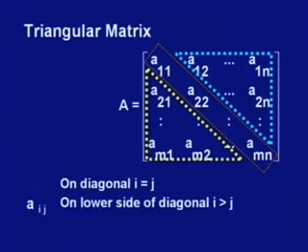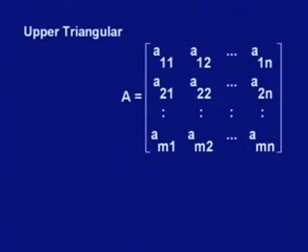Similarly, if you consider the upper side of the diagonal, then all elements have row index smaller than j. Like A12, the row index 1 is smaller than its column index 2. Same thing happens for A1n, A2n, and so on. So for all the elements which appear in the upper side of the diagonal, i is less than j. Now on the basis of this, I can define an upper triangular matrix.